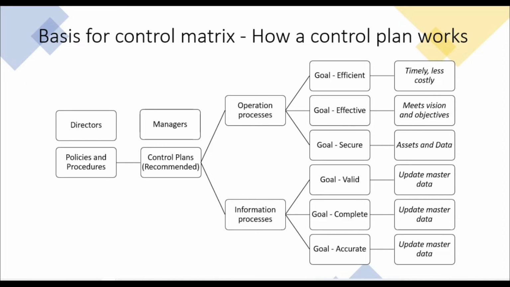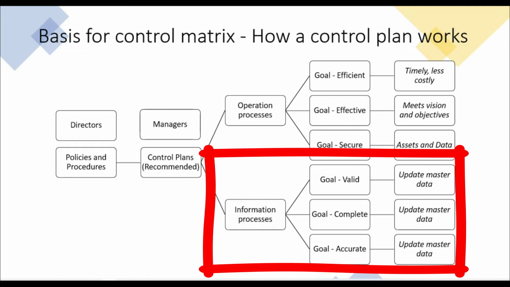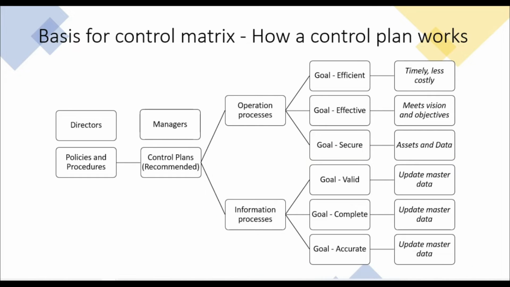And then there are information processes which have three goals: to make data valid by updating master data, make data complete by updating master data, and make data accurate by updating master data.